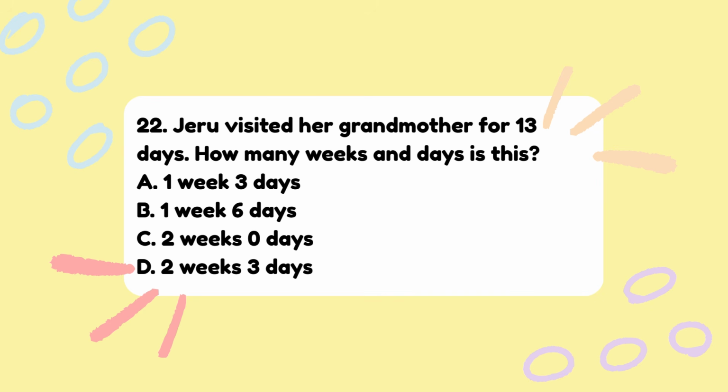22. Jaru visited her grandmother for 13 days. How many weeks and days is this? A. 1 week 3 days. B. 1 week 6 days. C. 2 weeks 0 days. D. 2 weeks 3 days.